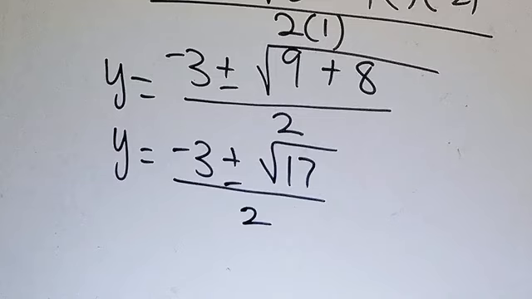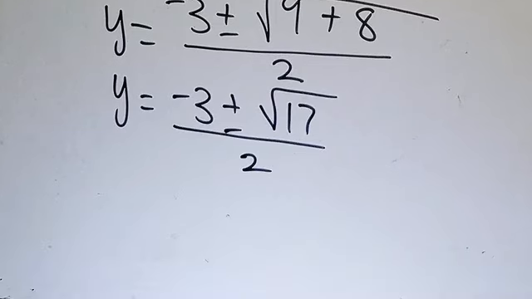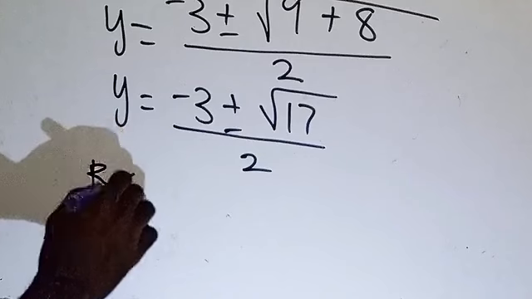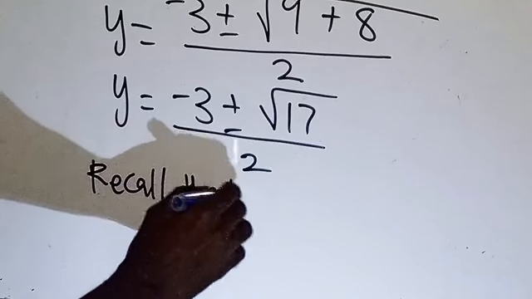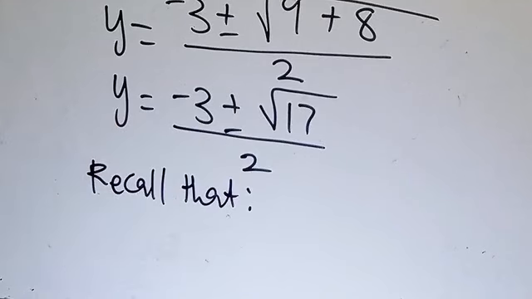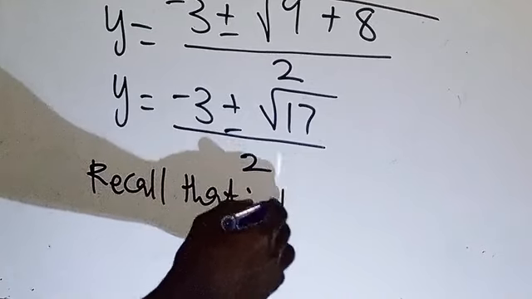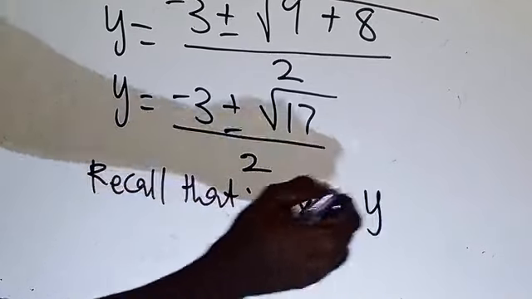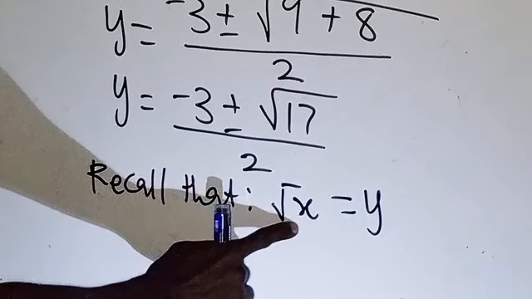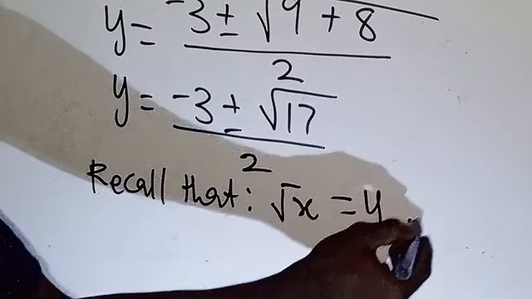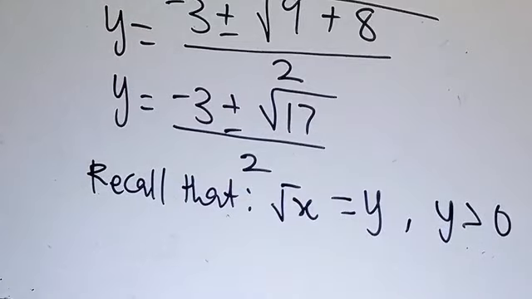So now what's the next thing we're going to do? Now what we did the other time, we need to recall that, take note that root x is equal to y. So for root x to be y, it shows that y will always be greater than 0.